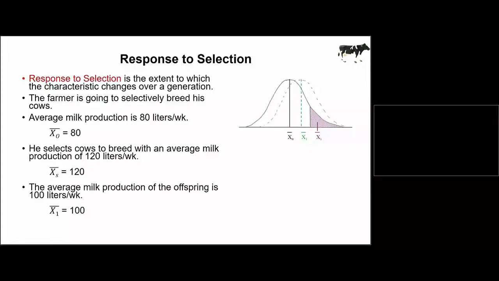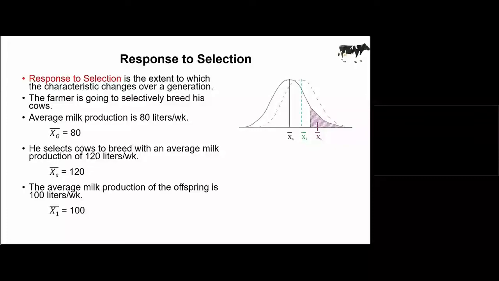So he chooses some cows to breed, and again, the cows that he chose are represented by the shaded pink area under the curve. The cows that he chose have an average milk production of 120 liters per week. Then in the F1, the next generation, the offspring have an average milk production of 100 liters per week. So he's made a difference, he's increased the milk production in his cows. Can we use these numbers to calculate the heritability of milk production in his cows?